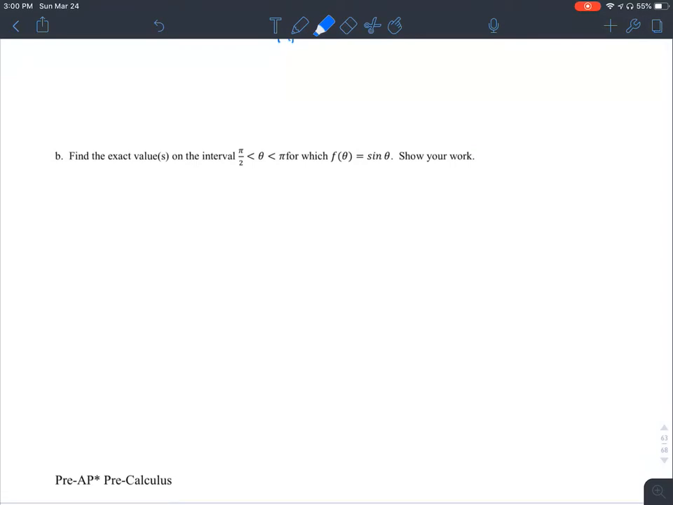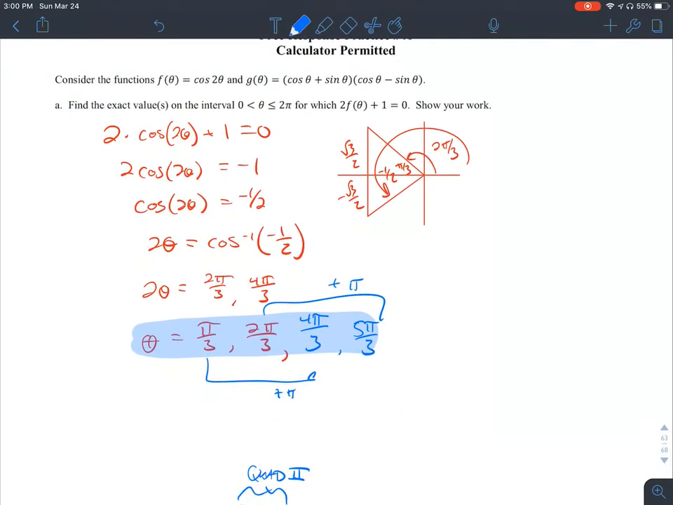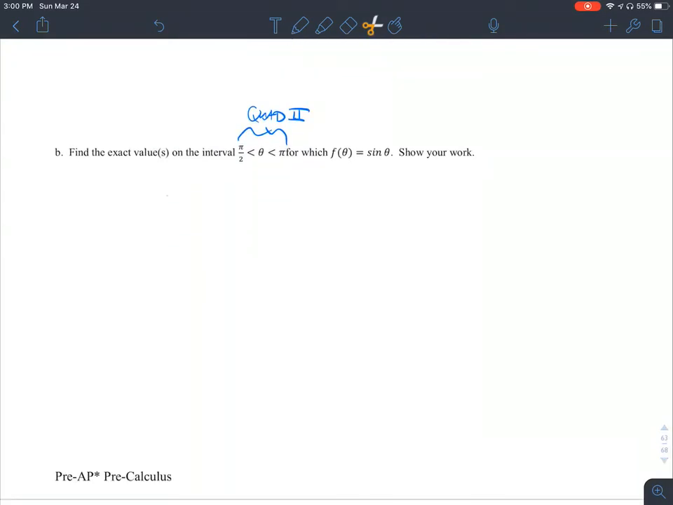B, find the exact value on the interval for which, so this right here is saying this is in quadrant 2, in which f of theta is sine of theta. F of theta was this fella. So when is this going to equal sine of theta?